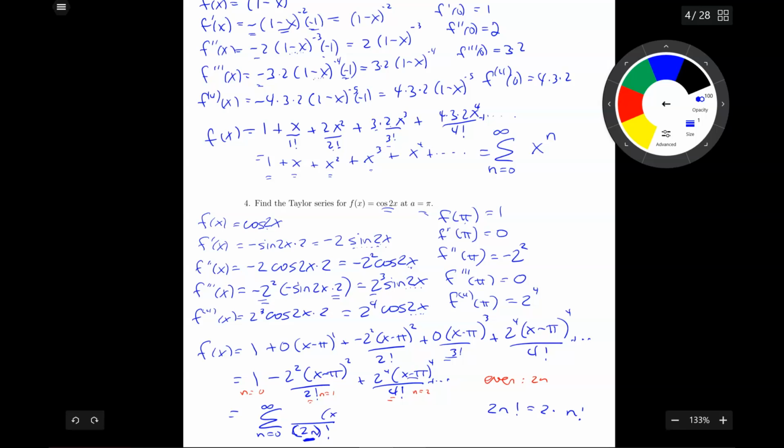This is going to give me (x minus pi) to the 2n power, and then I've got this number 2 that's to the 2n power, and then I've got that alternating sign again. So let's try negative 1 to the n. Does it work? Plug in 0, I get positive. Plug in 1, it's negative. That works. There we are.